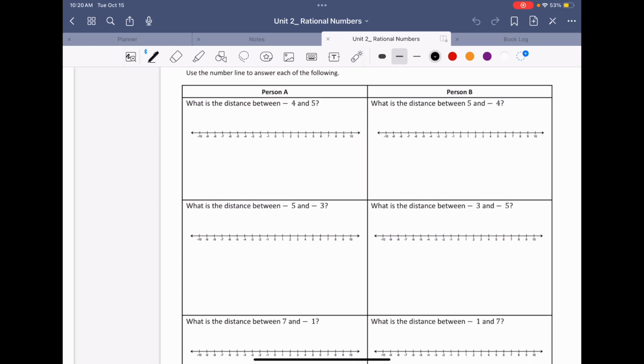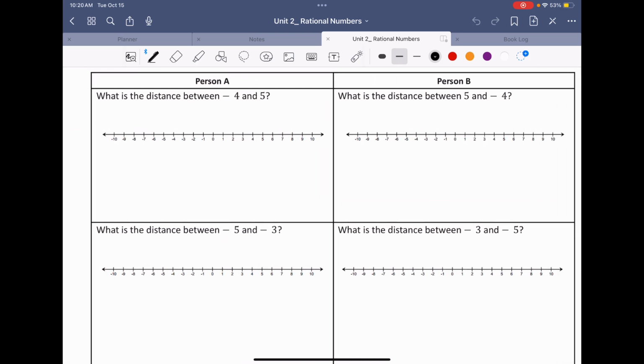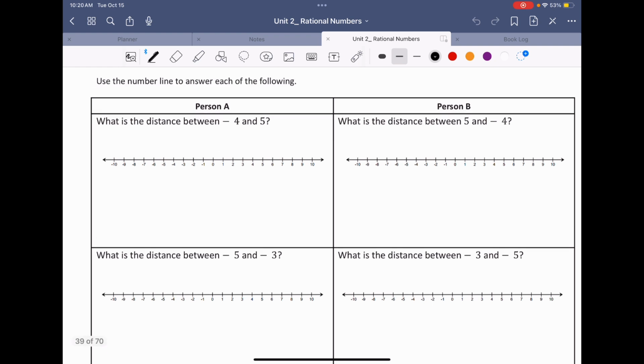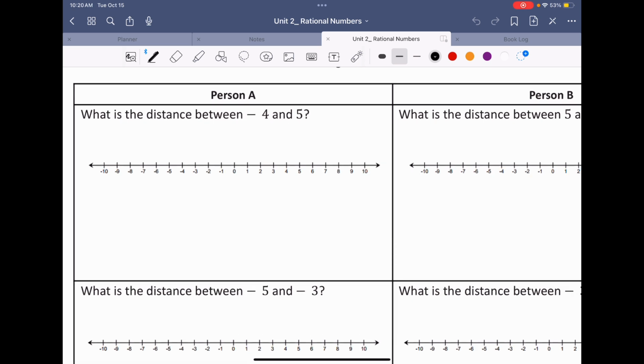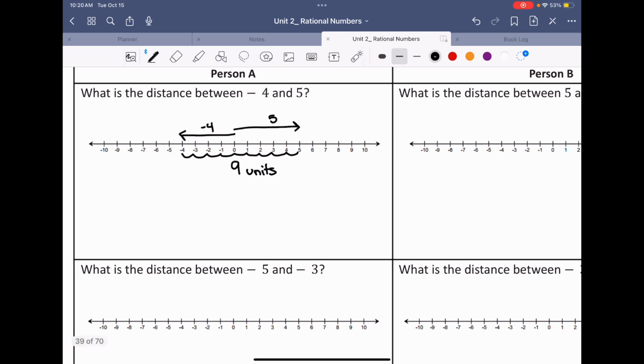Okay, so this goes back to what we were doing with our counting on a number line, but this is different. It's asking what the distance is between -4 and 5. So we're not finding the sum. We should be starting at 0 for both of our numbers, to -4 and to 5. And when we count up between them, 1, 2, 3, 4, 5, 6, 7, 8, 9, they are 9 units apart. So that's what the distance between those two numbers is.